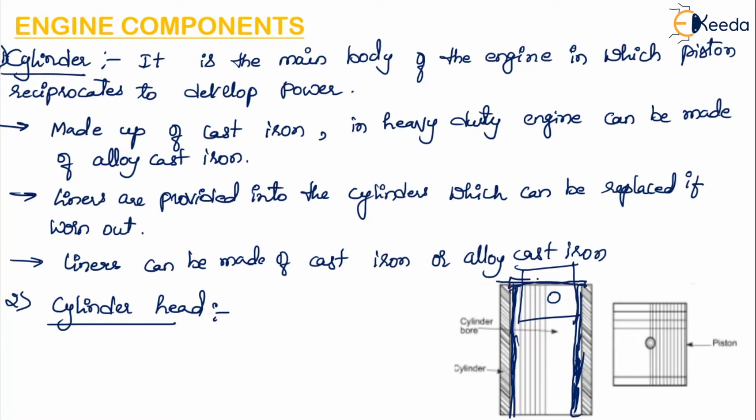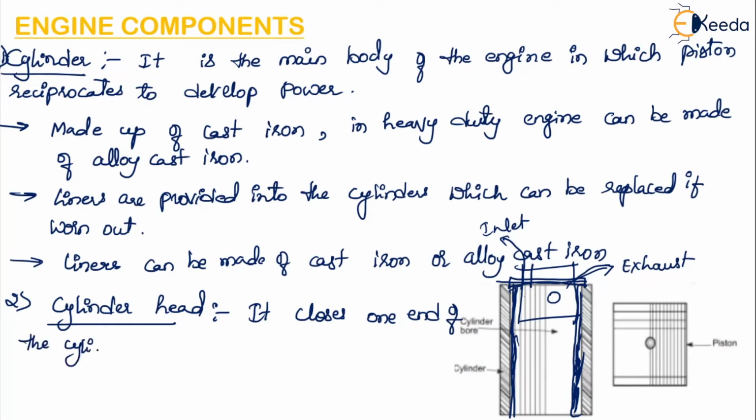Okay, this portion is called as the cylinder head, and this head consists of inlet and the exhaust valves. So here inlet valve and there is an exhaust valve here, so that the fuel will get inside the cylinder through this inlet valve and the exhaust gases will flow out through the exhaust valve to the atmosphere. So it closes one end of the cylinder.